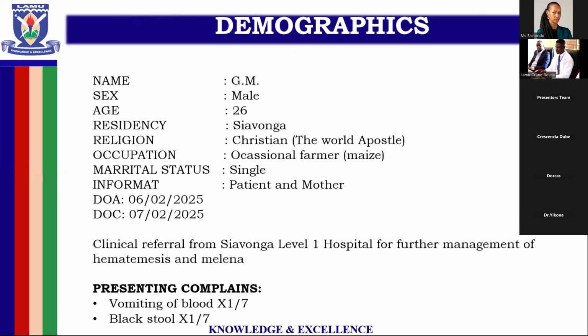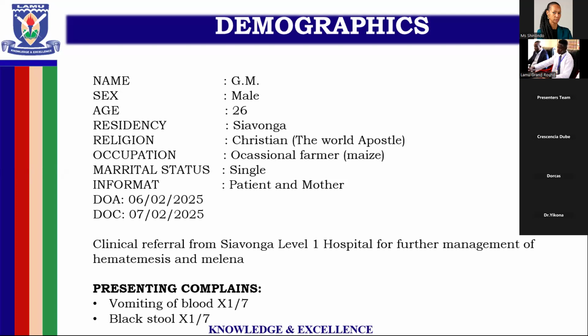So this is a case of Mr. GM, a 26-year-old male from Sierra. He's a practicing Christian of the World Apostle denomination. He does occasional farming of maize and is currently not married. The patient, as well as the mother, provided us with the information. This patient was admitted on the 6th of February 2025 and reported his details on the 7th of February 2025. He's a clinical referral from Siavonga Level 1 Hospital for further management of hematemesis and melena.